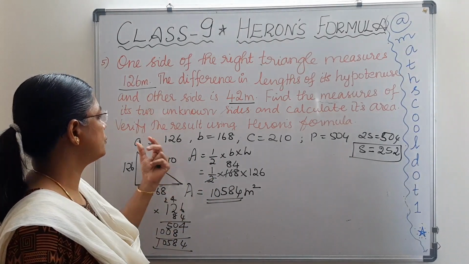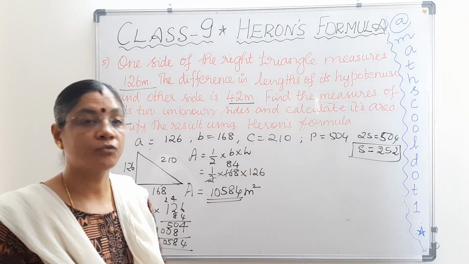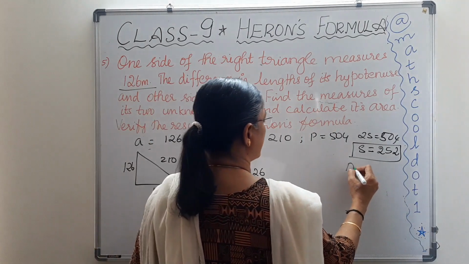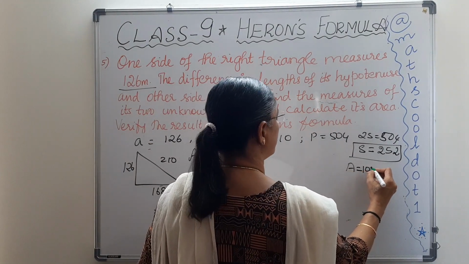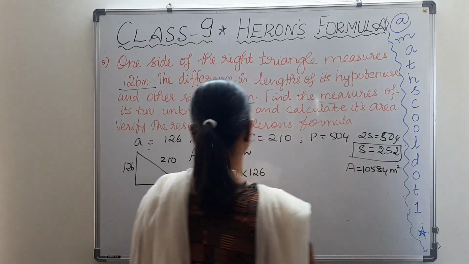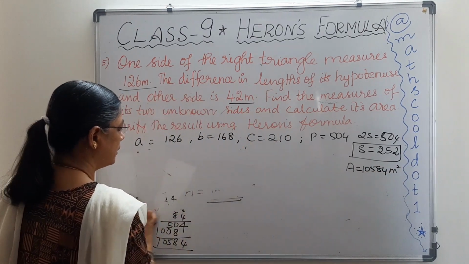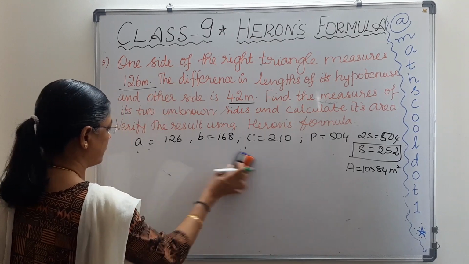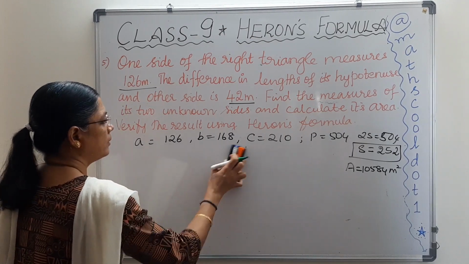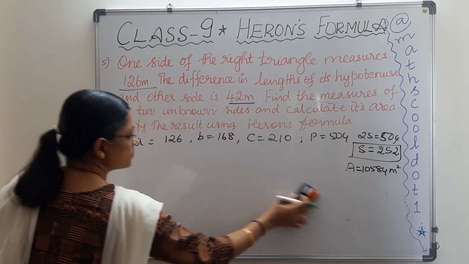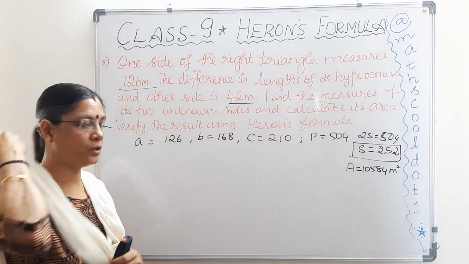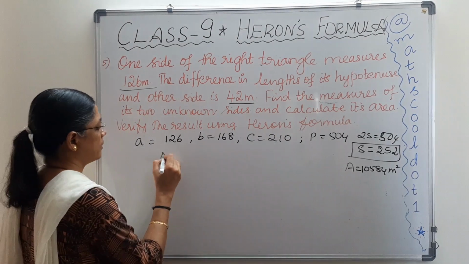Okay. Now we need to verify the result using Heron's formula. So let me note this area is equal to 10,584 meters square. So I have noted down. Now we'll apply Heron's formula. So that is what we are going to see, isn't it? Using Heron's formula, we need to find the area of the right triangle. So what is Heron's formula?